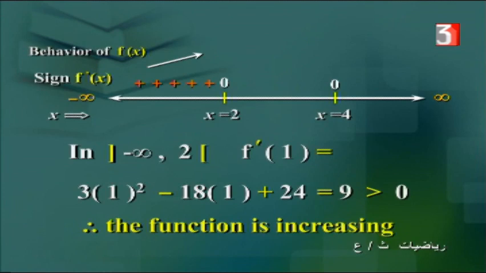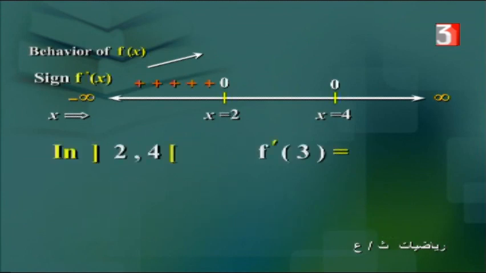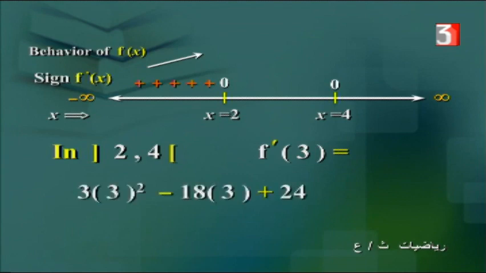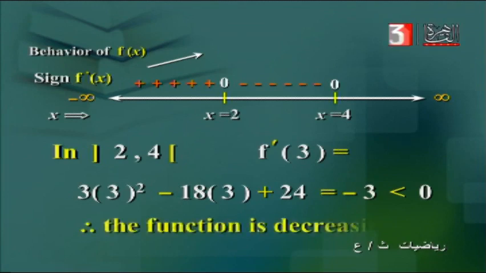Now, in the open interval 2 and 4, f dash 3, where 3 is any number that belongs to the open interval 2 and 4. Then f dash 3 equals 3 times 3 power 2 minus 18 times 3 plus 24, which equals negative 3. Negative 3 is less than 0, a negative value. Then the sign of f dash x in the open interval 2 and 4 is negative, and we can say that the function is decreasing in this interval.